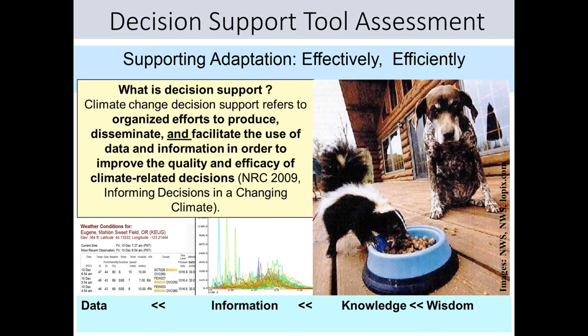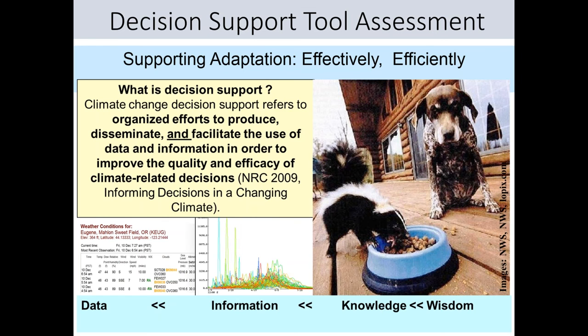So what is decision support? What are decision support tools? I like to follow the definition put out by the National Research Council's report, Informing Decisions in a Changing Climate, that extends decision support from efforts to just produce and disseminate data and information, to facilitate the use of data and information to improve decisions as well.